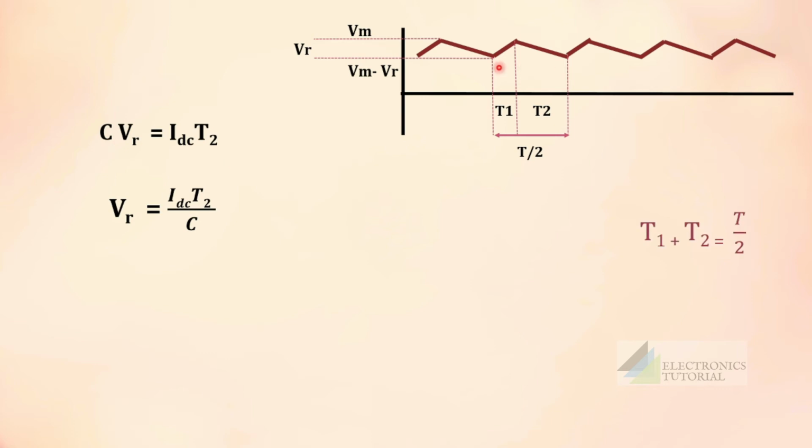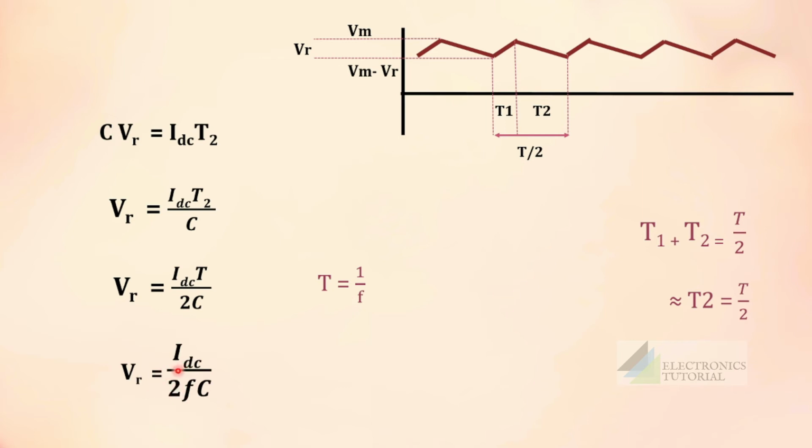By seeing this wave, we can say that this is not a perfect triangular wave. The charging period is small and the discharging time is greater. The time period of the half cycle T by 2 can be represented as T1 plus T2. And by observing, we can say that the charging time T1 is very much lower when compared with the discharging time. So this equation can be approximated as T2 is equal to T by 2. And this can be substituted in this equation. Vr is equal to IDC into T by 2C. We know time is the reciprocal of frequency, so T can be replaced with 1 by F. And our equation now becomes Vr is equal to IDC by 2FC.